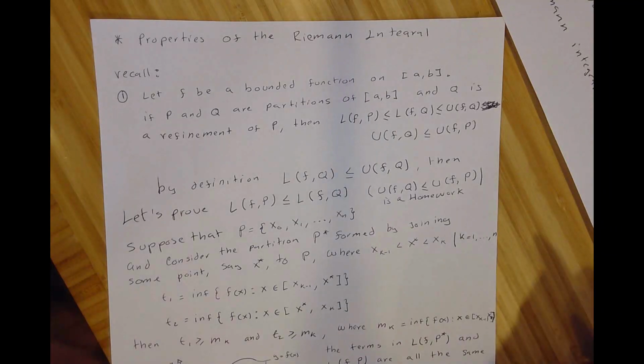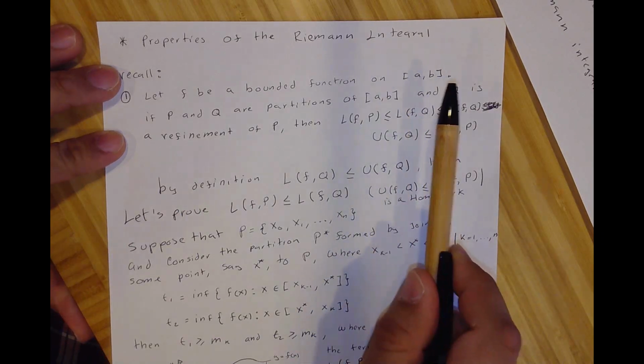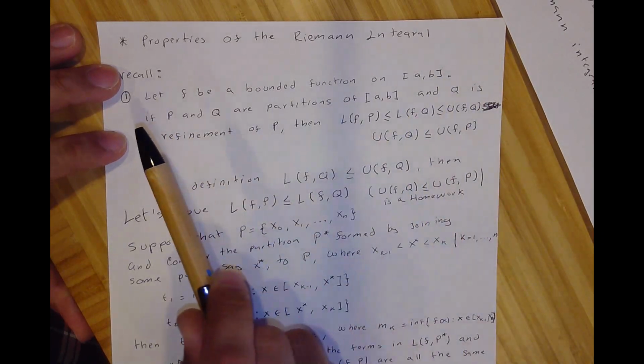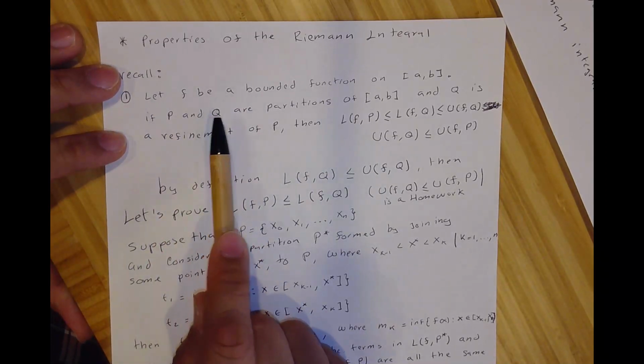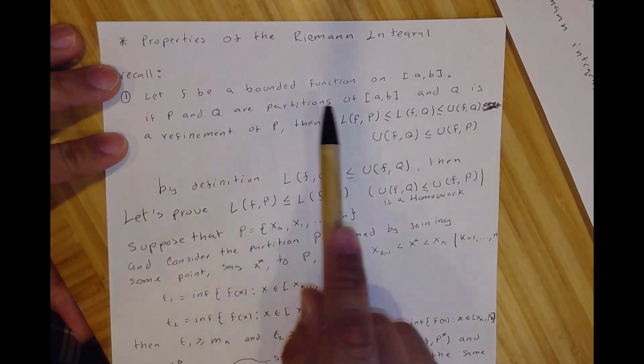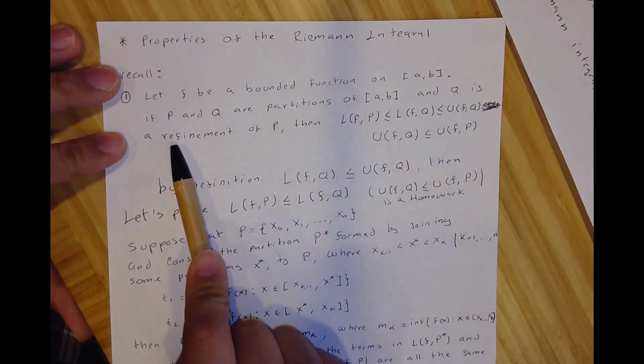Let's talk about some of the properties of the Riemann integral. One of the first properties that I want to talk about is that f is bounded on the closed interval [a, b]. Remember that these closed intervals are compact sets, and we have a partition P and a partition Q. All of these are partitions of the same interval, where Q is a refinement of P.